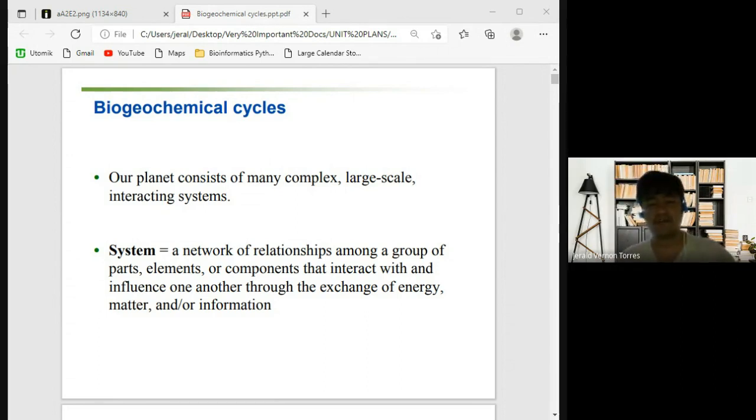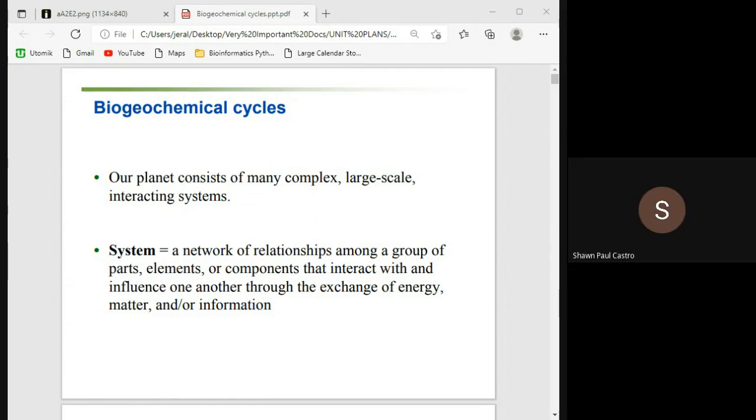Ano yung system na? Sean, what is a system? A network of relationships among a group of parts, elements, or components that interact with the influence one another through the exchange of energy, matter, or information. So yun yung nakapresent sa screen ko.